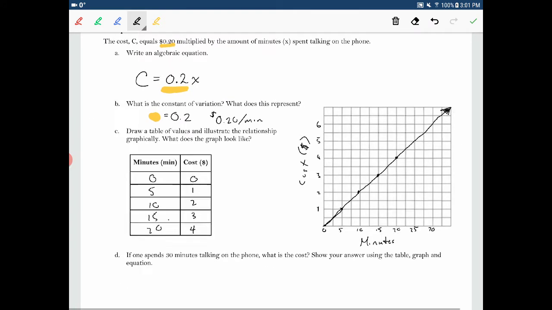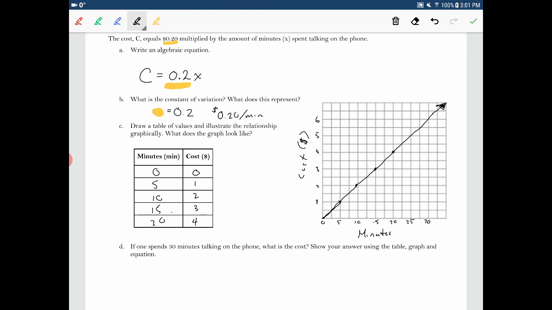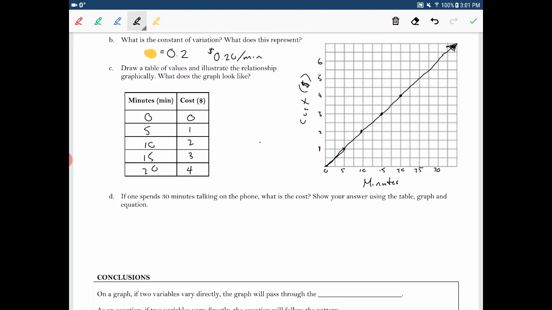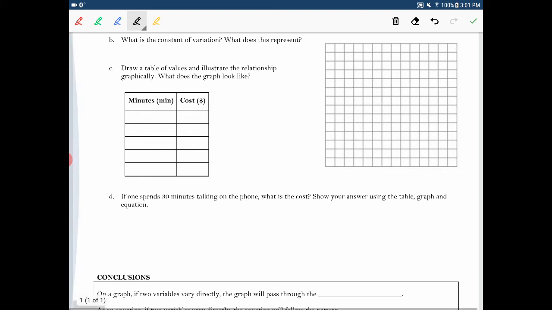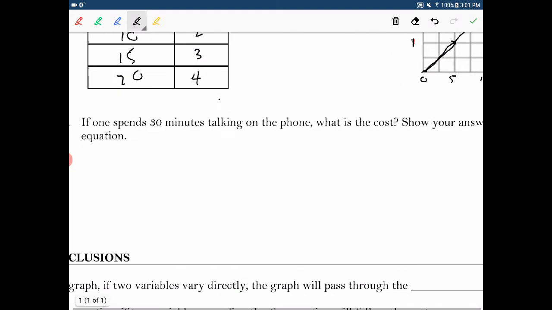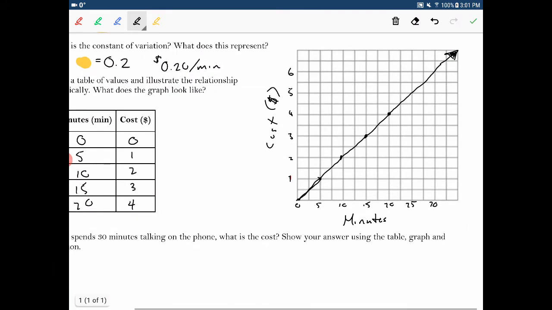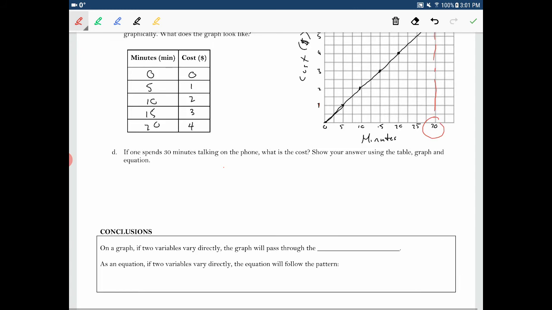So the next question is, if one spends 30 minutes talking on the phone, what is the cost? And we're going to use the table, the graph, and the equation. The table's not going to work super well, but first we'll use our graph. That's always the easiest one. It says 30 minutes, so that's here. We follow it up, and we go over and we say, well, look at that. It's going to cost $6.